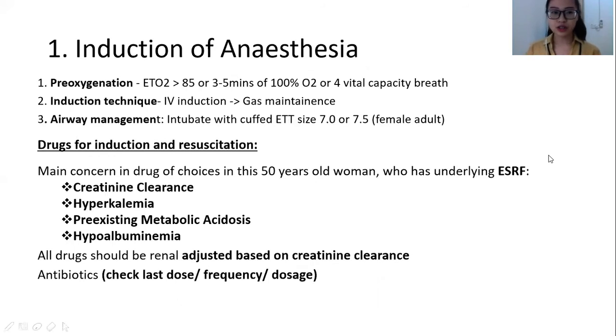So for induction of anesthesia, we would like to maintain pre-oxygenation with end tidal above 85%, with IV induction and maintenance with inhalation. So in this particular patient with end-stage renal failure, our concern for her drugs of choice would depend on the creatinine clearance, hyperkalemia, pre-existing metabolic acidosis, and also hypoalbuminemia. Therefore, all drugs have to be renal adjusted based on the creatinine clearance.